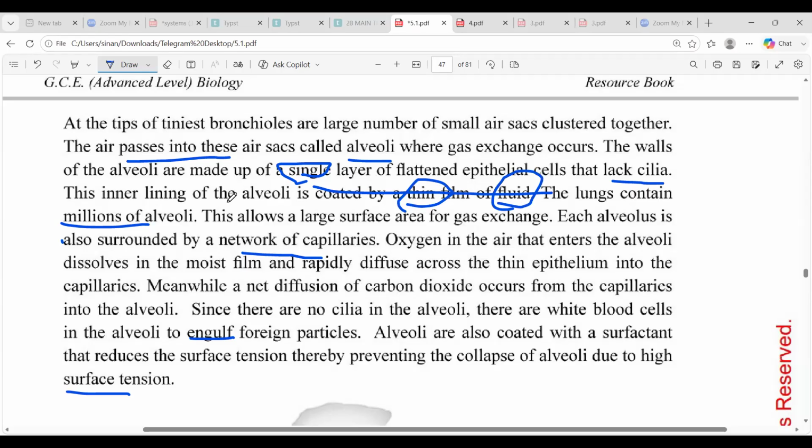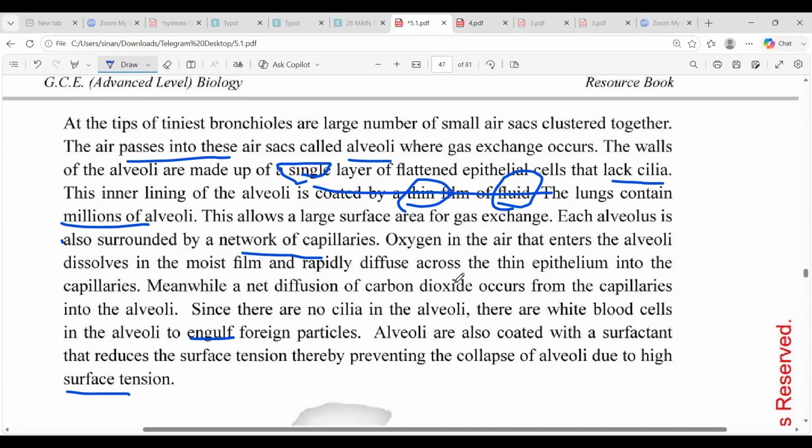The lungs contain millions of alveoli. This allows a large surface area for gas exchange. Each alveolus is surrounded by a network of capillaries. Each alveolus consists of what? A network of capillaries. Oxygen in the air enters the alveoli, dissolves in a moist film, and rapidly diffuses across the thin epithelium into the capillaries.